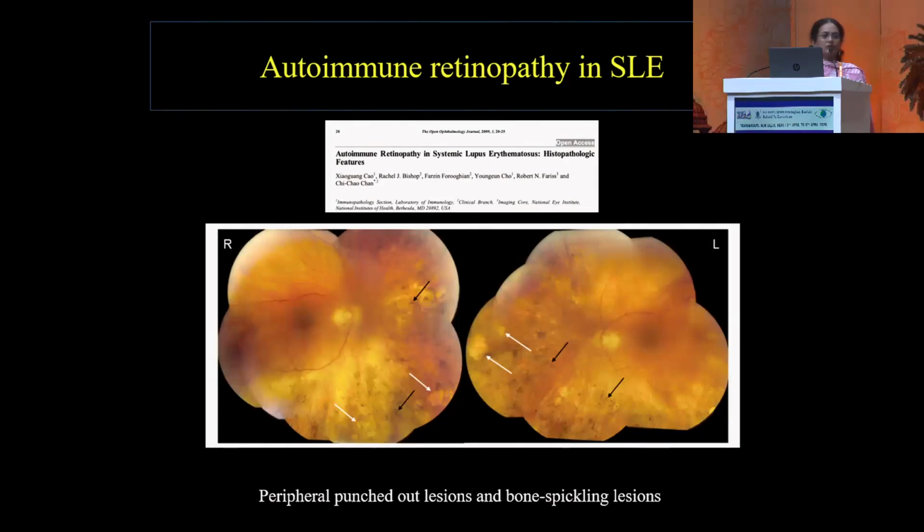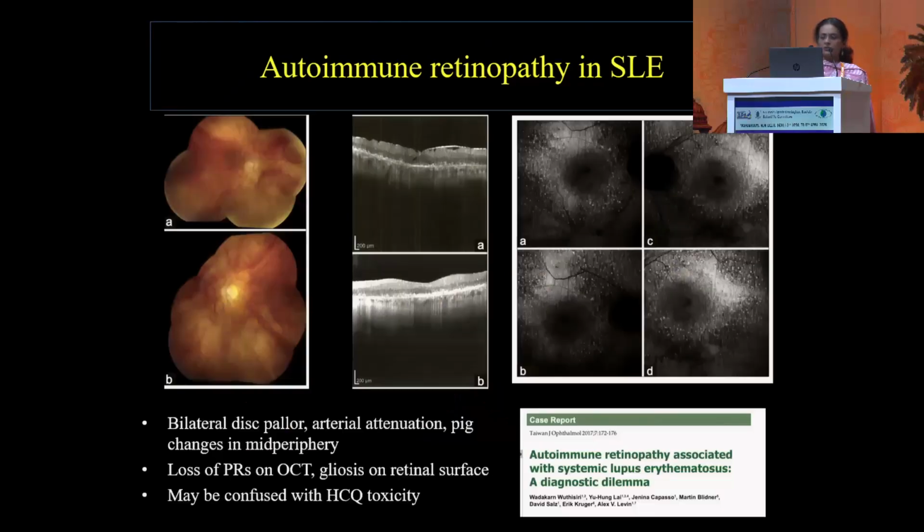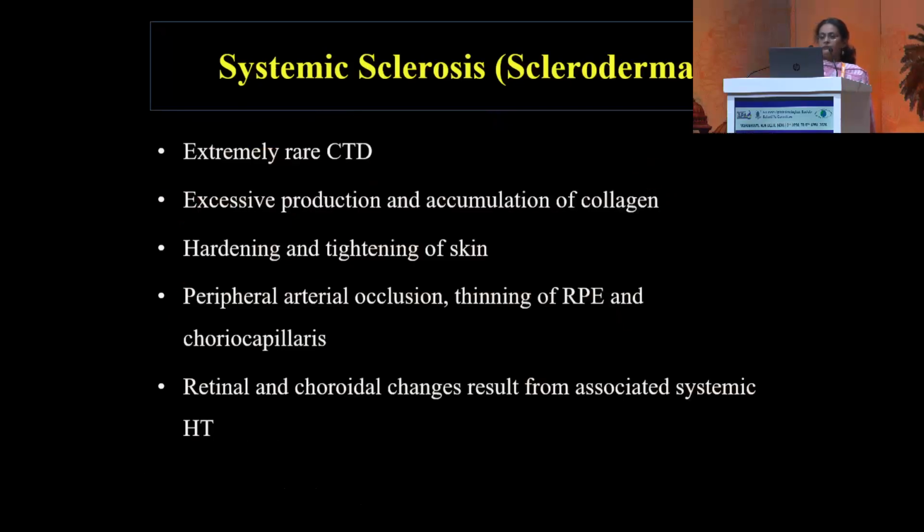Autoimmune retinopathy in SLE has also been reported, and it mimics a retinitis pigmentosa-like clinical picture even on the ERG. So one has to be very careful in making these diagnoses of AIR in SLE.